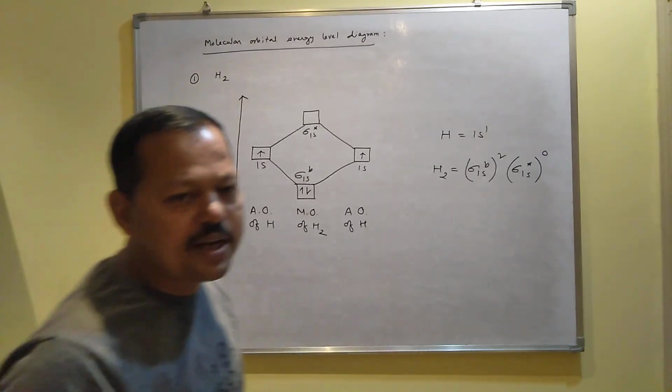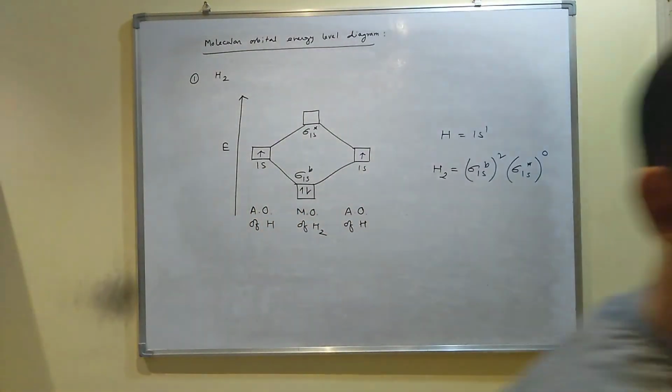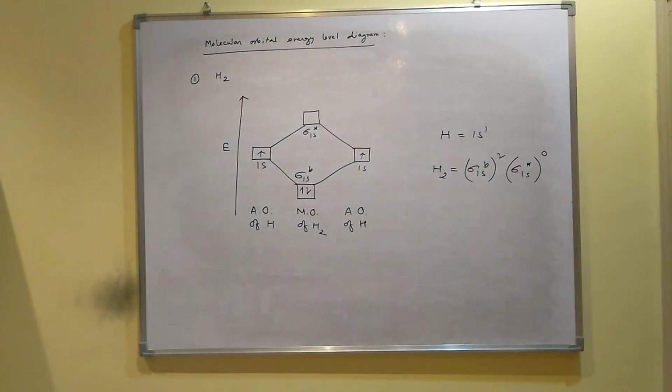So from the diagram you can find out the electronic configuration of the molecule, and also some properties. I will tell you later whether the molecule is diamagnetic or paramagnetic, and what the bond order for this molecule will be. Bond order means how many bonds will be present between two atoms. This type of property you can find out from this molecular orbital energy level diagram. In the next class I will tell you about this topic.